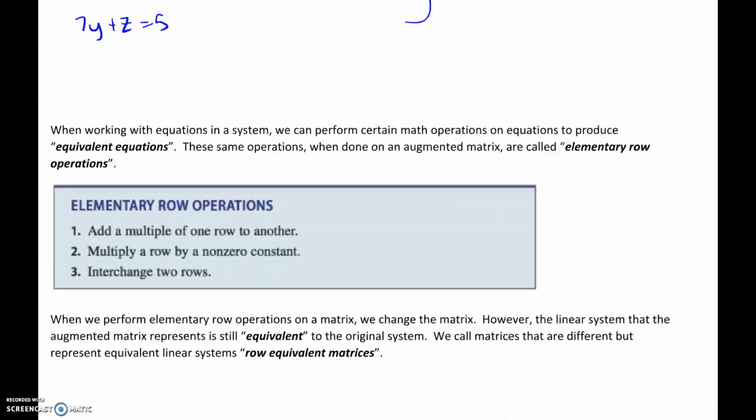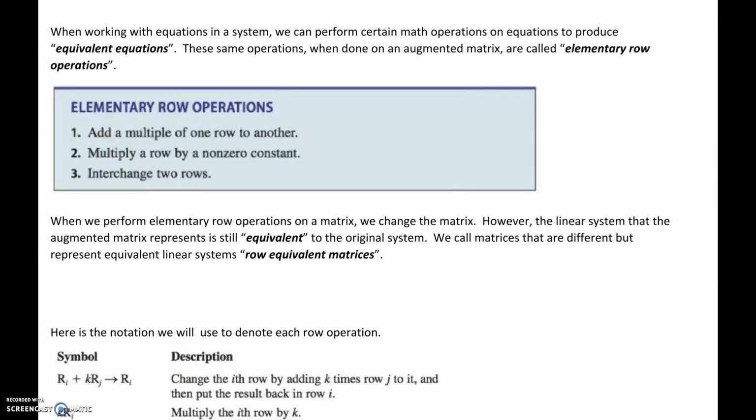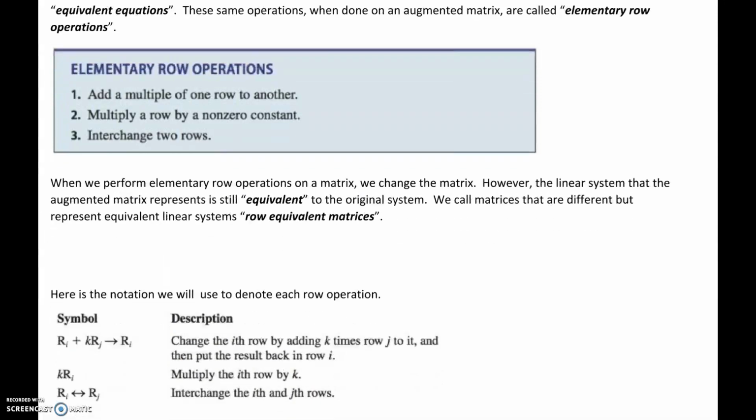When you're working with equations in a system, you can perform certain mathematical operations on equations to produce equivalent equations. So when we were solving systems of equations last class, you could do different things. You can multiply it by one thing to do elimination. You can add them together. Those are called elementary row operations. So you can add a multiple of one row to another, multiply a row by a non-zero constant, or you can switch two rows. When we perform elementary row operations on a matrix, we change the matrix. However, the linear system that the augmented matrix represents is still equivalent to the original system. We call matrices that are different but represent equivalent linear systems row equivalent matrices.